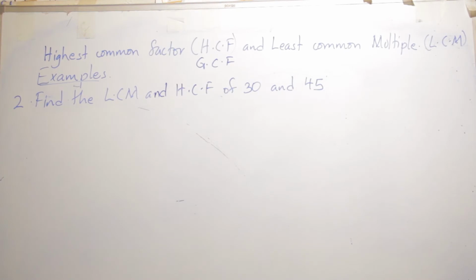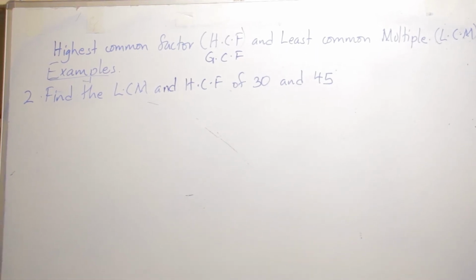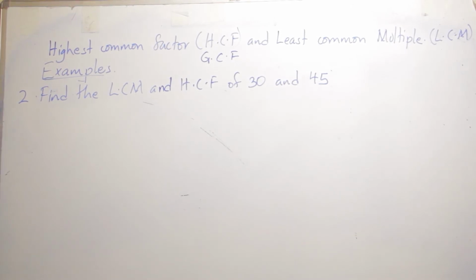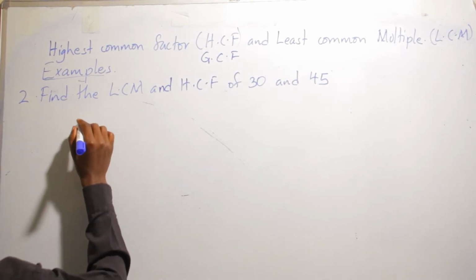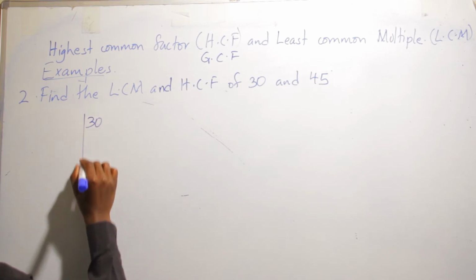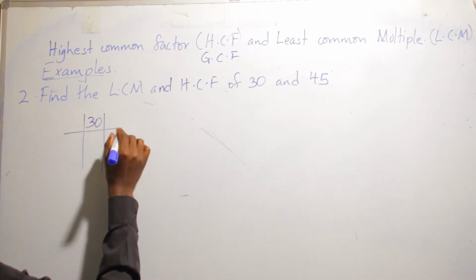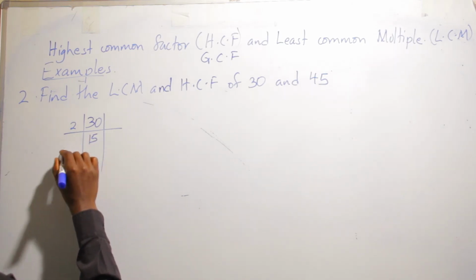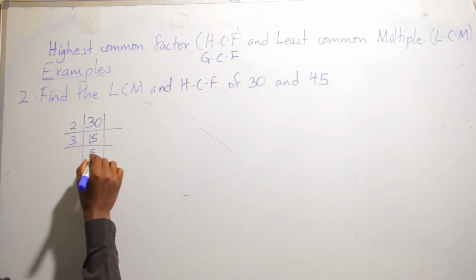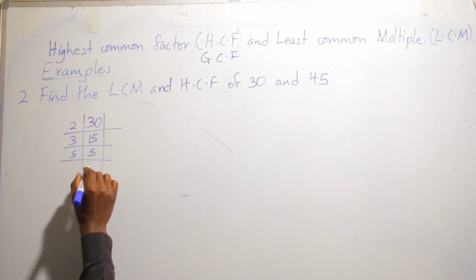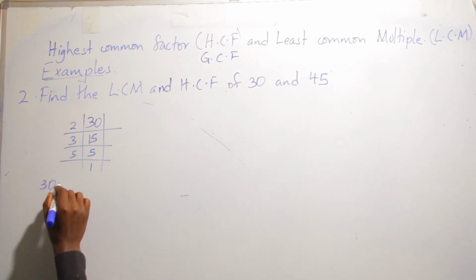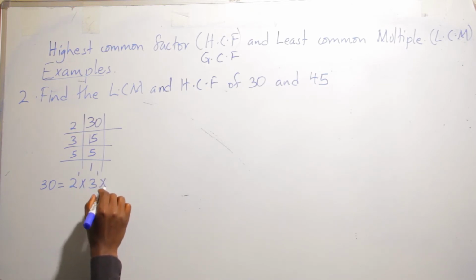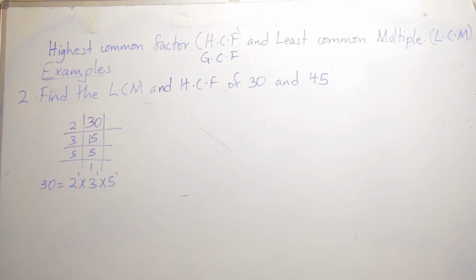So example 2, find the LCM and the HCF of 30 and 45. We prime decompose those two numbers. I begin with the 2 to get 15, 3 to get 5, 5 to get 1. So 30 is equivalent to 2 appearing once, 3 appearing once, and 5 appearing once.